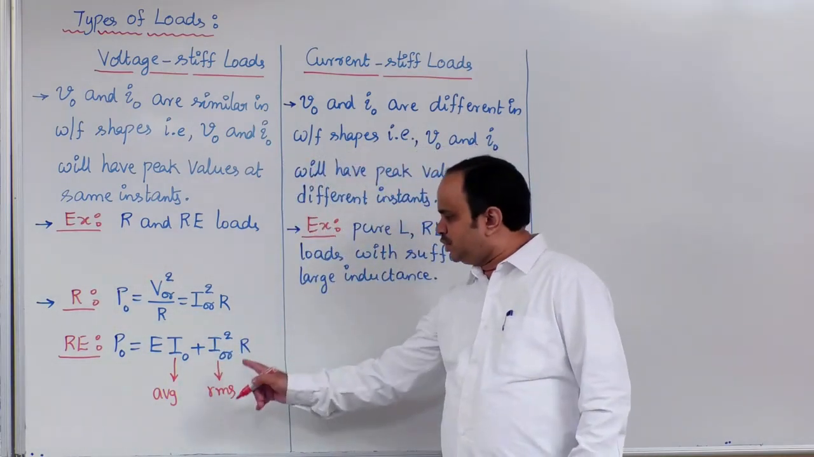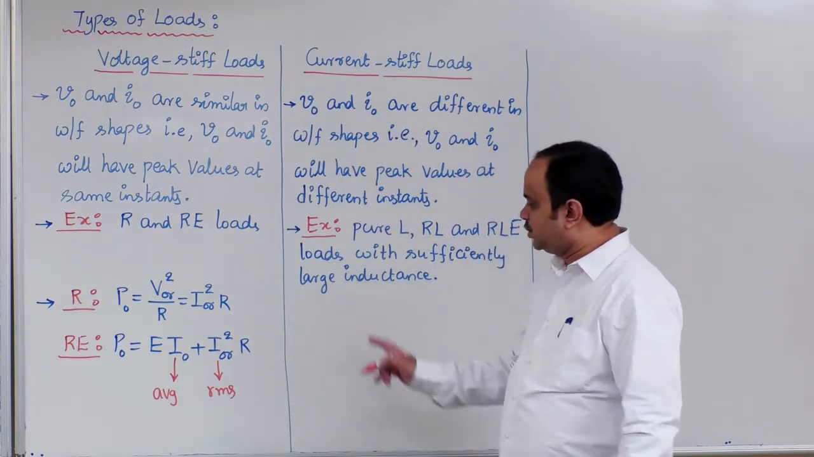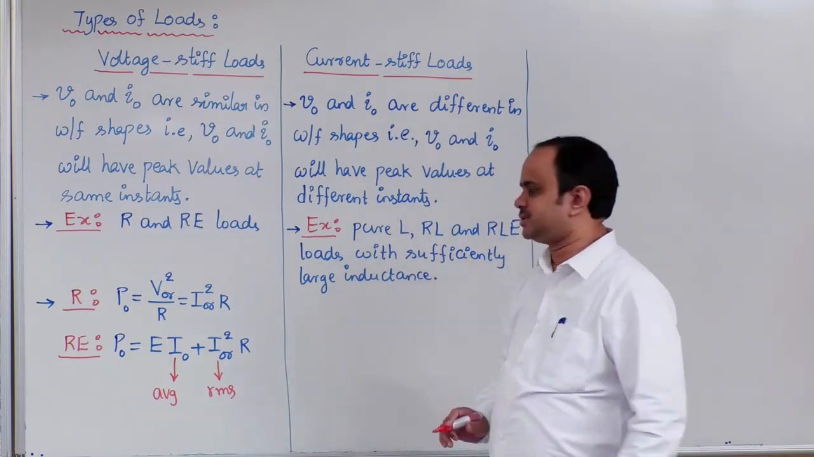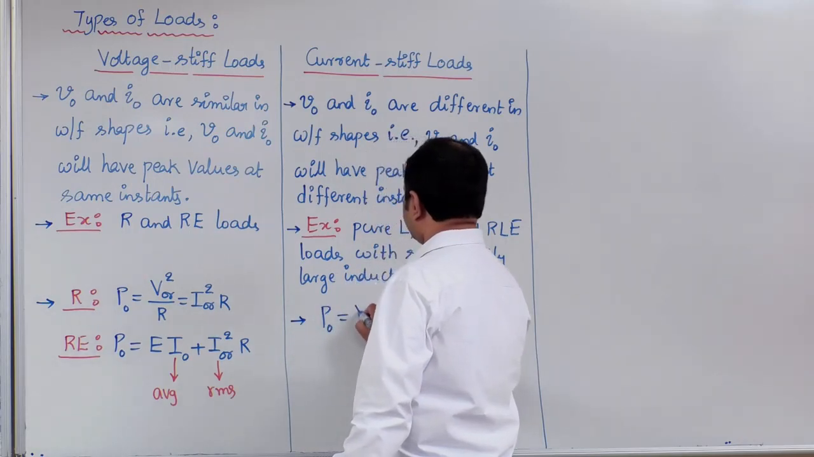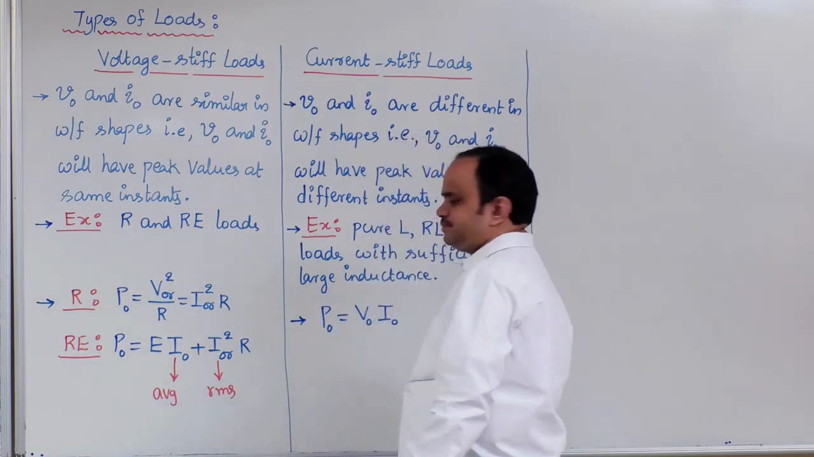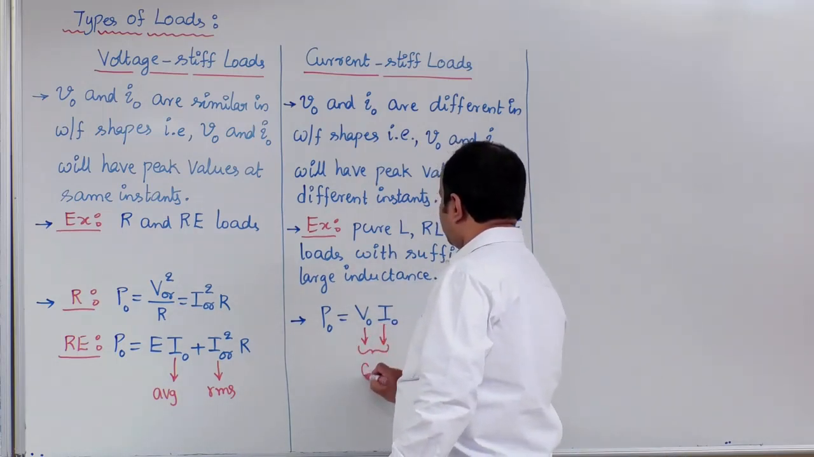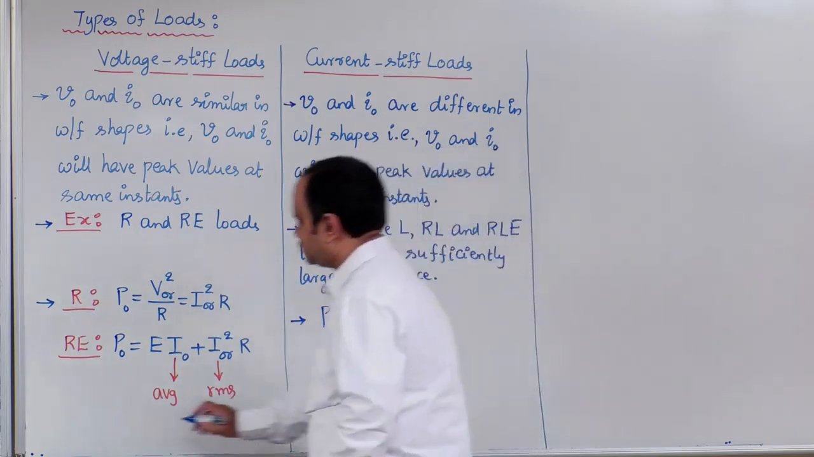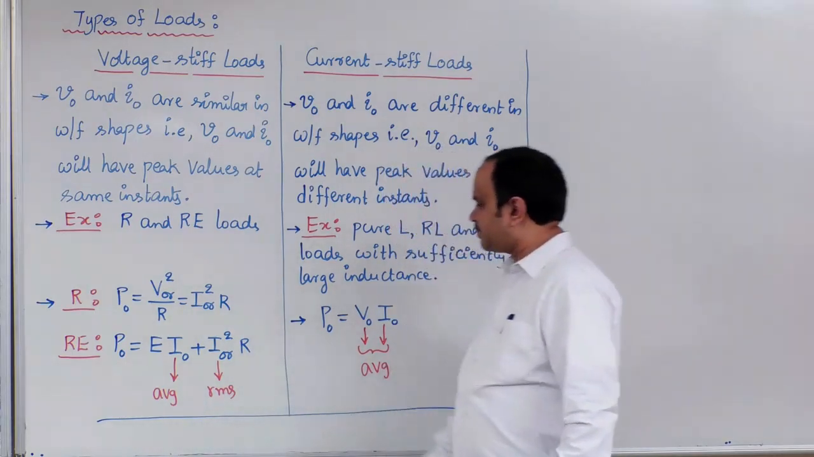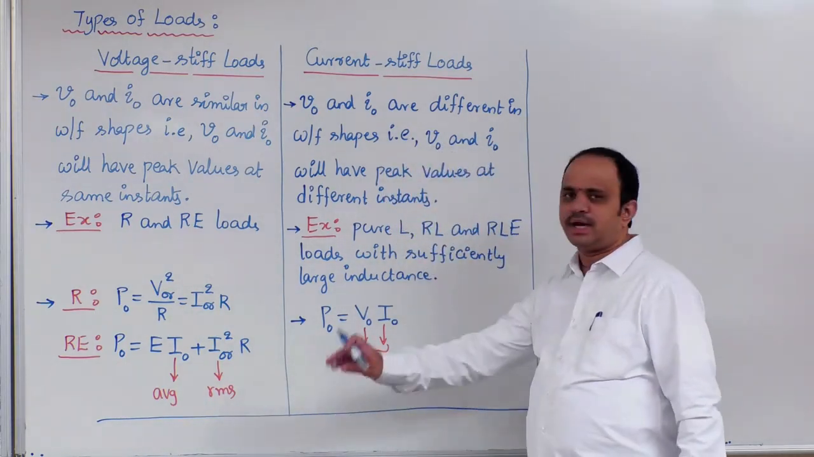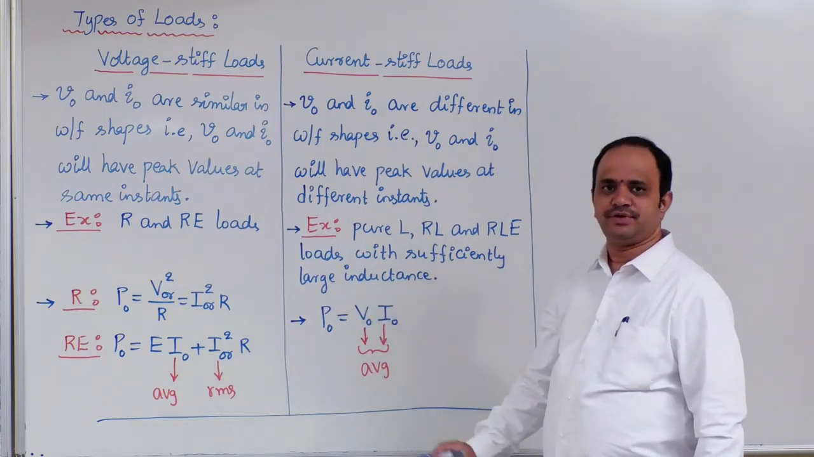Remember carefully, you should not use average and RMS values as per your convenience. You have to use them as per the definitions. In this particular case, output power should be calculated by using both average values. These two are average values. Depending on the load we are dealing with, accordingly you have to use either the average value or the RMS value. These are the basic definitions.